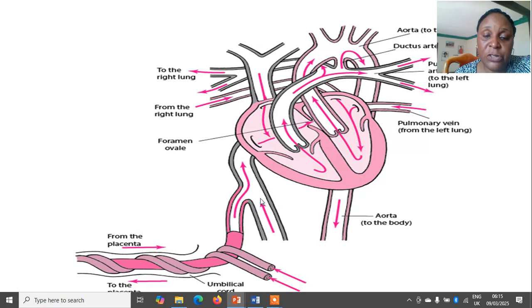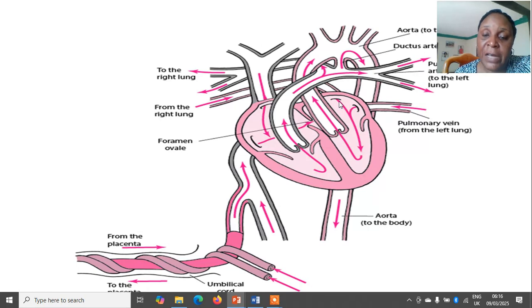Then this blood is joined by blood from the inferior vena cava to the right atrium of the heart. So blood in the right atrium of the heart, some of it is gushed to the pulmonary artery to supply the non-functioning lungs. Then most of the blood passes through the foramen ovale to the left atrium of the heart.